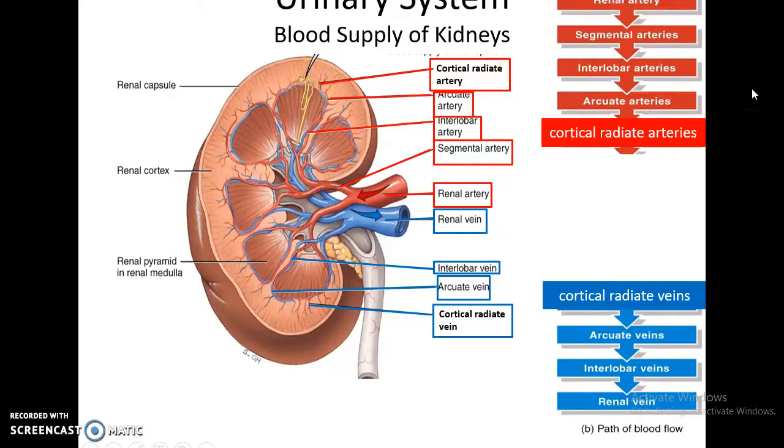The veins are in the same place, except they're, of course, transporting blood out of the kidney. So you've got the cortical radiate vein, the arcuate vein, the interlobar vein, leading to the renal vein, which carries the blood out of the kidney.